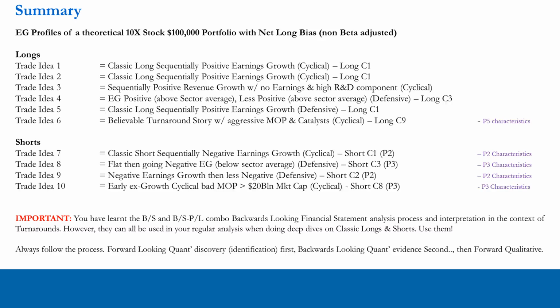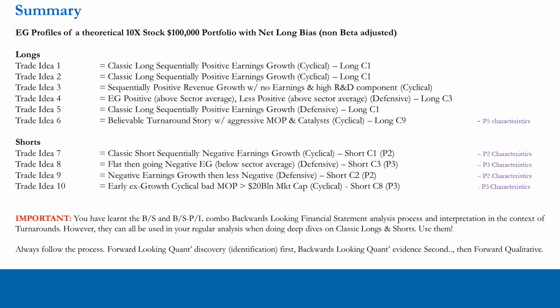Moving on to our trade idea number 9, we have an earnings growth profile where we have negative earnings growth in period 1, but then in period 2, less negative earnings growth, but it's still negative, and in both periods, underperforming the sector. And our characteristic of this stock is that it's a defensive stock. This is our short case number 2, and we have phase 2 characteristics.